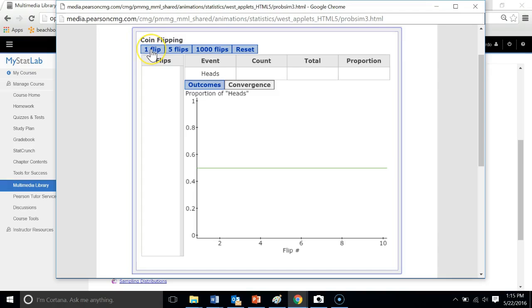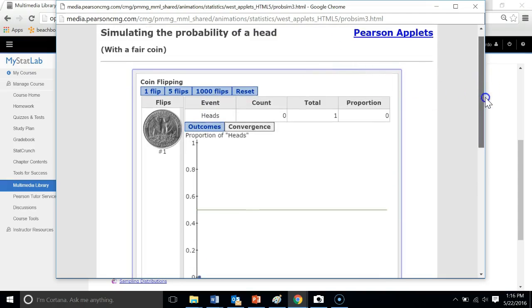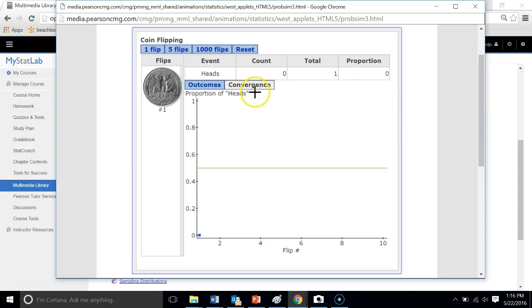So if we click here, one flip, it simulates flipping a coin, and in this case we got a tails. It keeps a running track of what has occurred. We're keeping track of how many times we get a heads. So far we have 0 heads out of 1 flip. So if we stopped right now, we would say the probability of getting heads is 0 because we did it once and we didn't get a heads. Of course, we know that with empirical probability, we just have to keep doing this over and over and over until we are more comfortable with our answer.